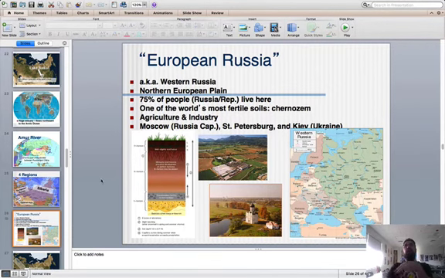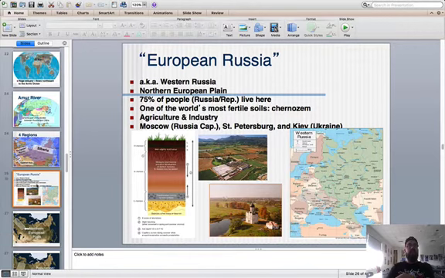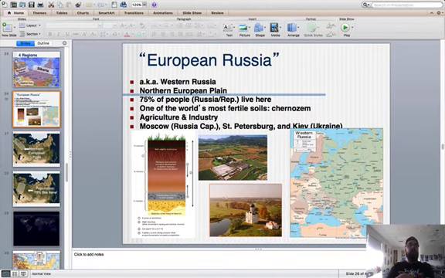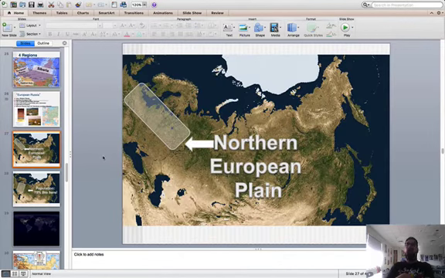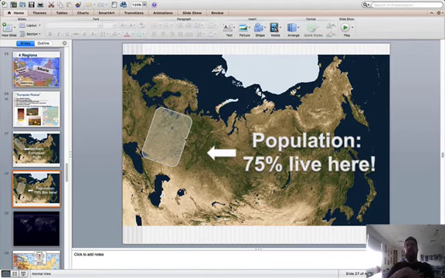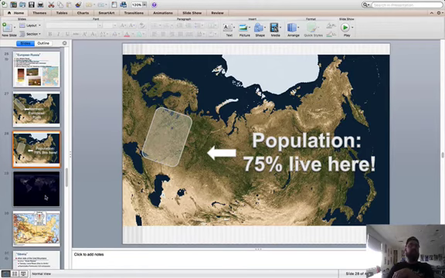So Russians, if you get into their ethnicity, are a mix of Vikings and Slavic people. The Vikings are the ones that actually started Kiev, and they enslaved the Slavs. It's actually where we get our word slave from, the enslavement of the Slavic people. All right, Northern European plain. Like I mentioned before, it goes from France through Germany, Poland, all the way into Russia. So that's the main area for farming. And as I mentioned too, 75% of the population lives in Western Russia in that box right there.